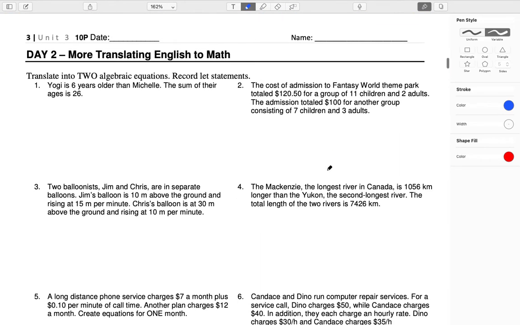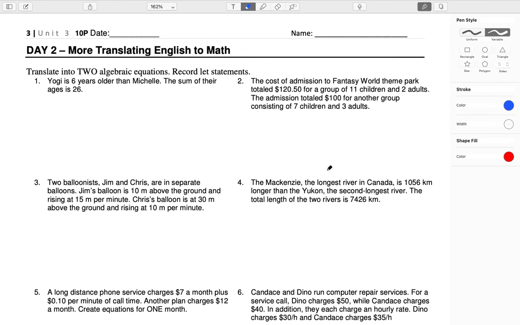Now let's do a little bit more practice of how to go from English words to math words into a math equation. Let's start with number 1. Yogi is 6 years older than Michelle. The sum of their ages is 26. When we're doing this, I want you to always state the let statement. So we could say let y be Yogi's age, because that's the variable we're working with, and let m be Michelle's age.